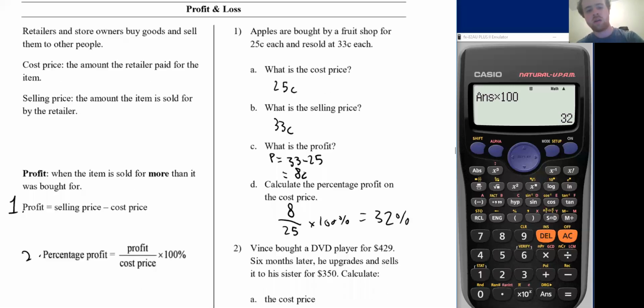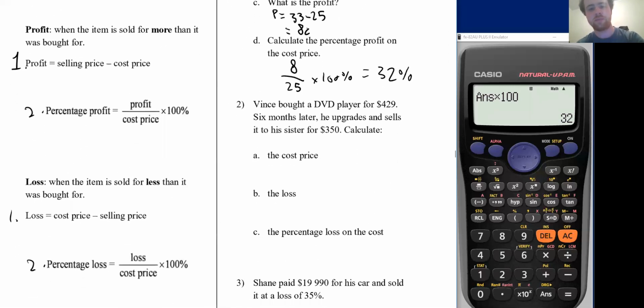Example 2, very similar, except here we're going to find the loss. So Vince bought a DVD player for $429 back when DVDs were cool. Six months later, he upgrades and sells it to his sister for $350. Nice move, Vince. So calculate the cost price. The cost price, again, is just going to be the amount that you bought it for.